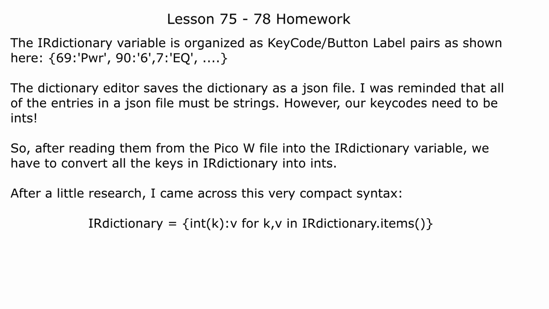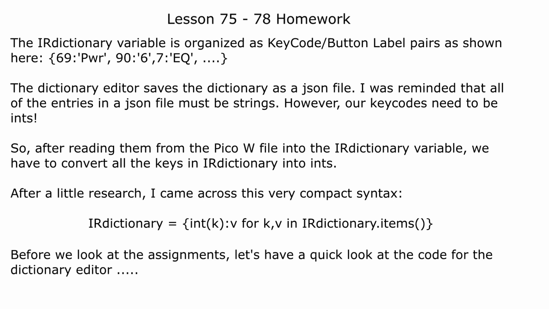I was reminded that all the keys in a JSON file must be strings. However, our key codes need to be ints. So after reading them from the Pico W file into the IR dictionary variable, we have to convert all the keys in IR dictionary into ints. After a little research, I came across this very compact syntax. Before we look at the assignments, let's have a quick look at the code for the dictionary editor.